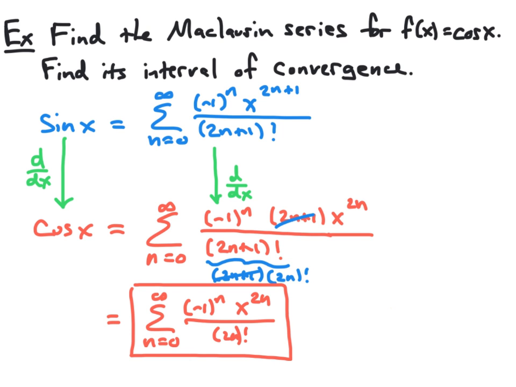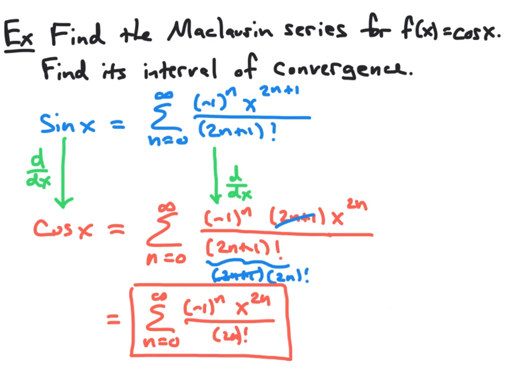In particular, notice that we did not have to compute a list of derivatives or evaluate them. We did not have to find the various coefficients and find a formula for those. We simply had to differentiate term by term the Maclaurin series for sine of x and obtained the Maclaurin series for cosine of x.